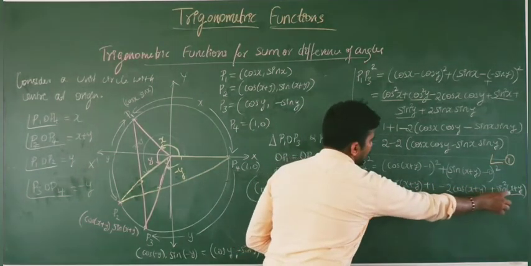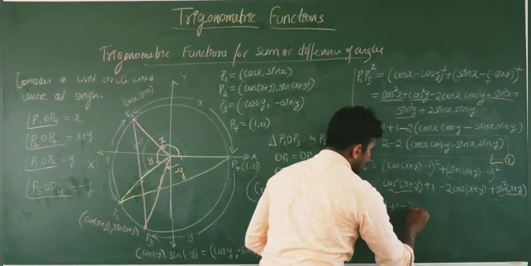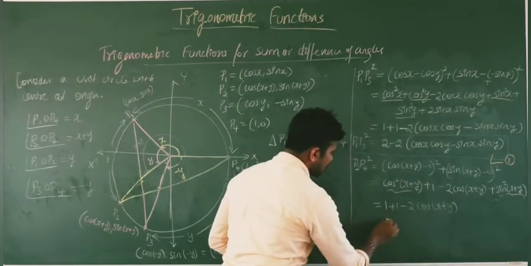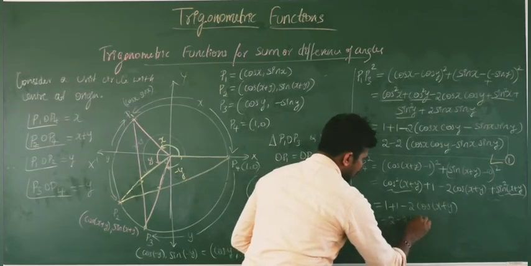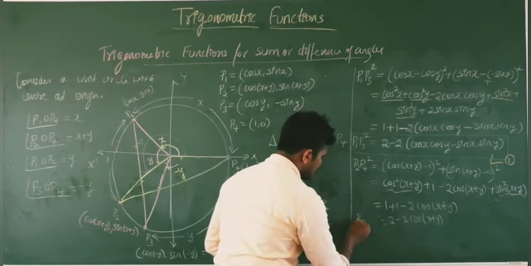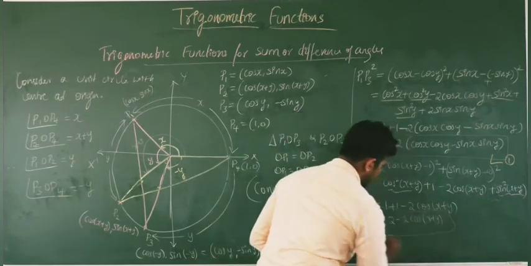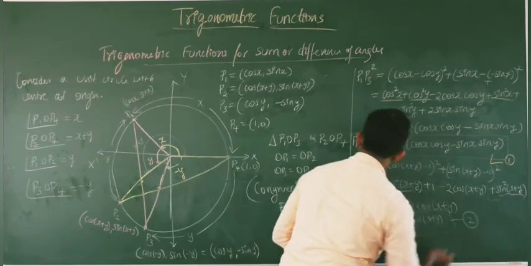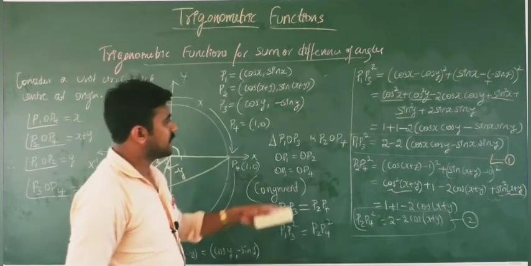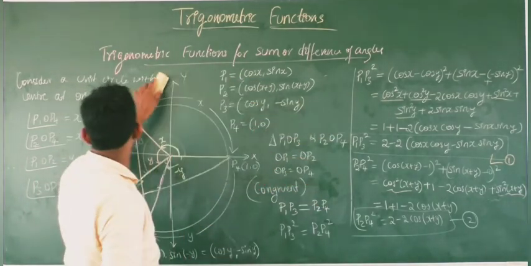Okay, 1 plus 1 extra we have here, minus 2 into cos x plus y. So 1 plus 1 is nothing but 2 minus 2 into cos x plus y. Okay, this is the square of the length from P2 to P4. Equation number 2 you got.